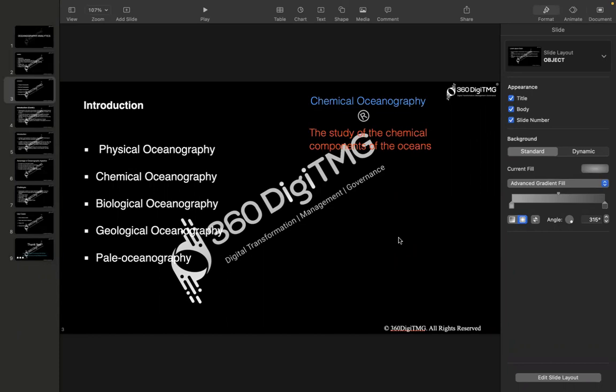Then the ocean covers approximately 70% of the Earth's surface, as we know, and the average depth is up to 3,900 meters. So I'll mention here 3,900 meters depth.